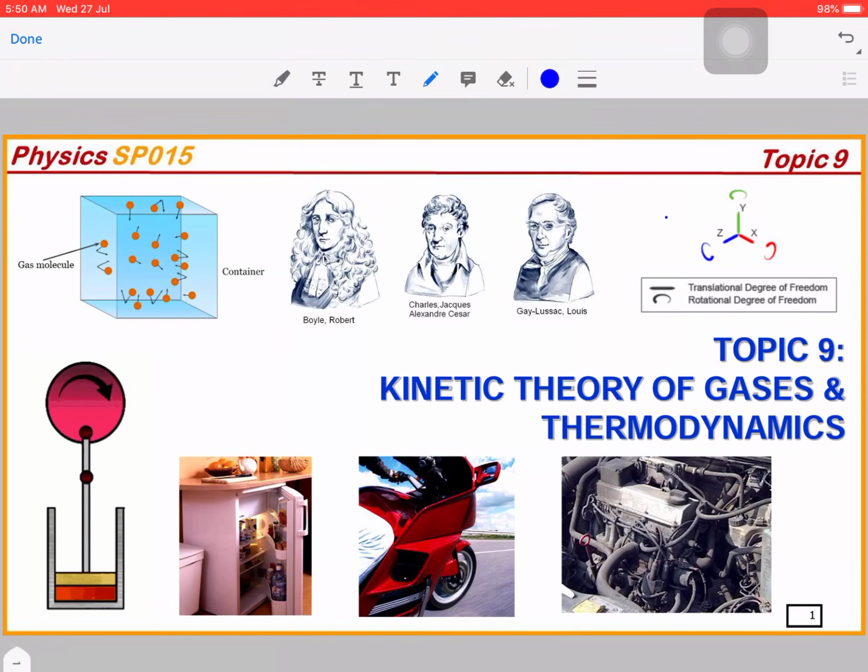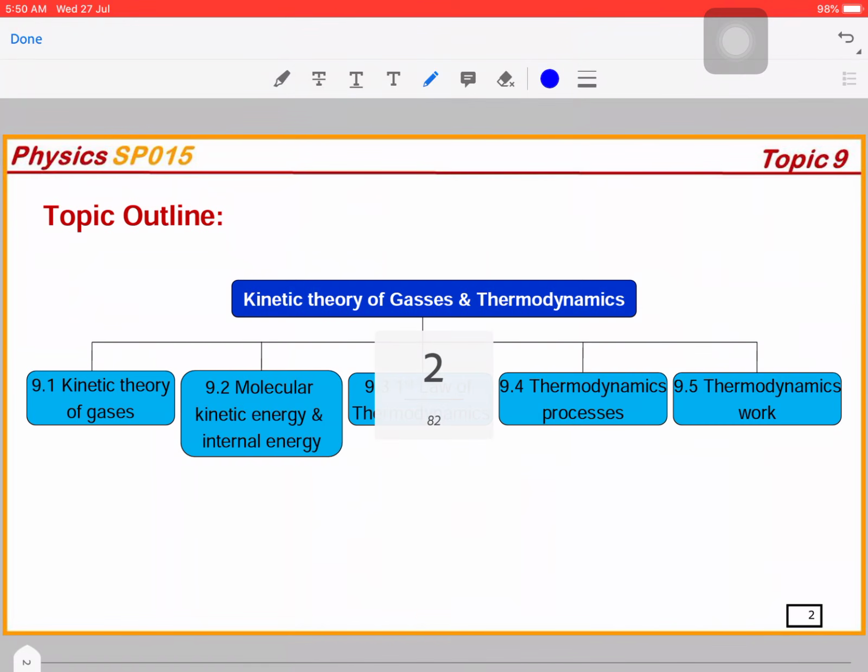Assalamualaikum and hello everyone. Today we're going to look at topic 9, kinetic theory of gases and thermodynamic. Okay, first we look at topic outline. There are 5 subtopics for this chapter. First 9.1 kinetic theory of gases, and then 9.2 molecular kinetic energy and internal energy, 9.3 first law of thermodynamic, 9.4 thermodynamic process, and 9.5 thermodynamic work.